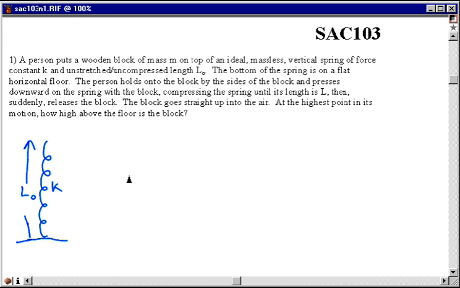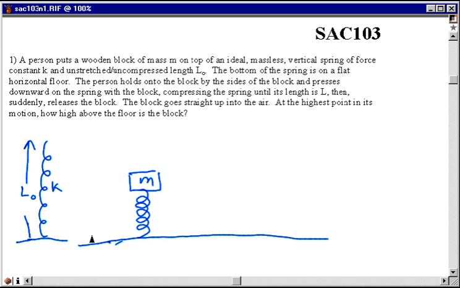A person comes along and puts a block on it, where the block has mass M, and they press down on the spring with the block until the length of that spring is just L. Then they release the block rather suddenly.